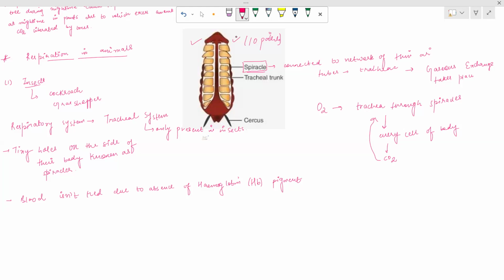What's the function of this cercus, I guess? What do you think? It resembles the ears? The eyes, the tails, I don't know. See, these are for air currents and vibration. Yeah, kind of ears only. This is for hearing.